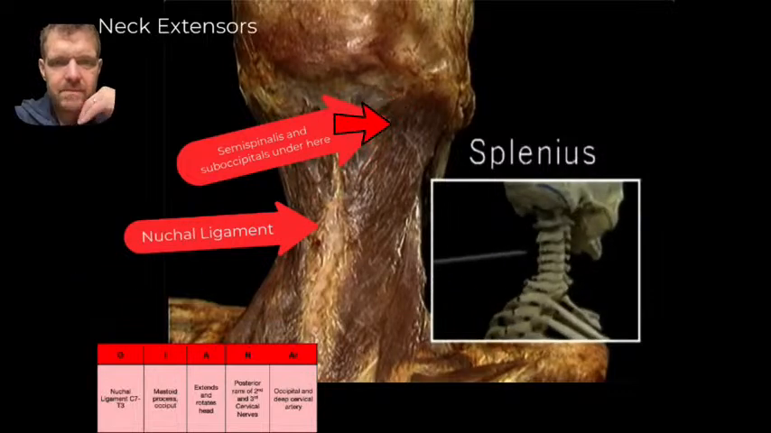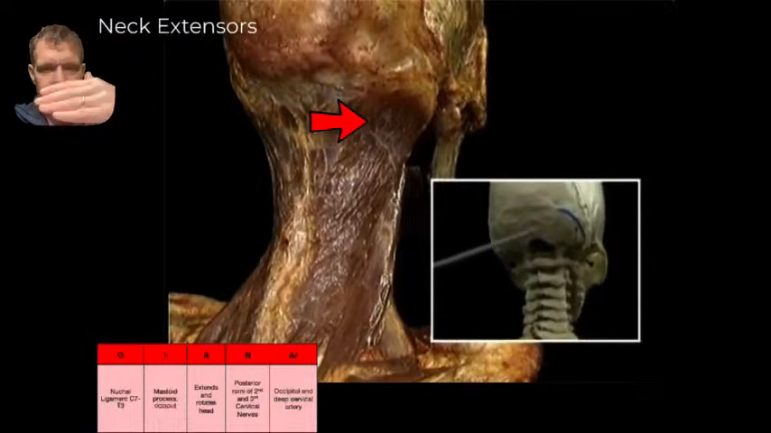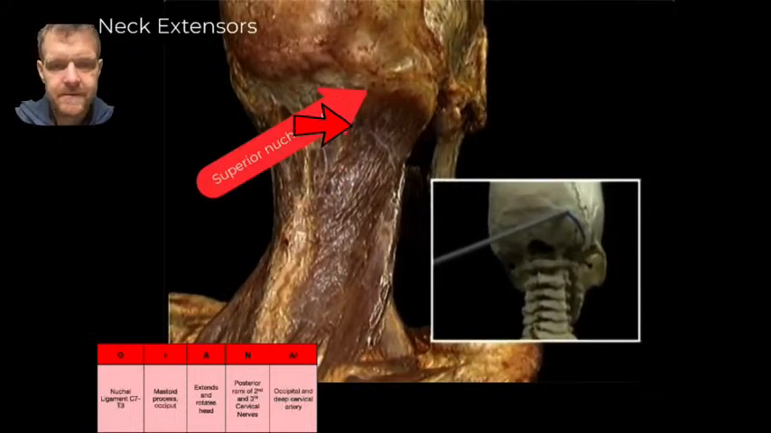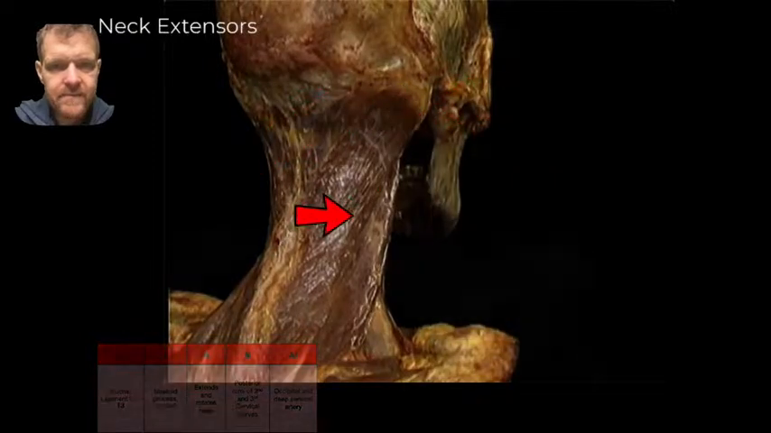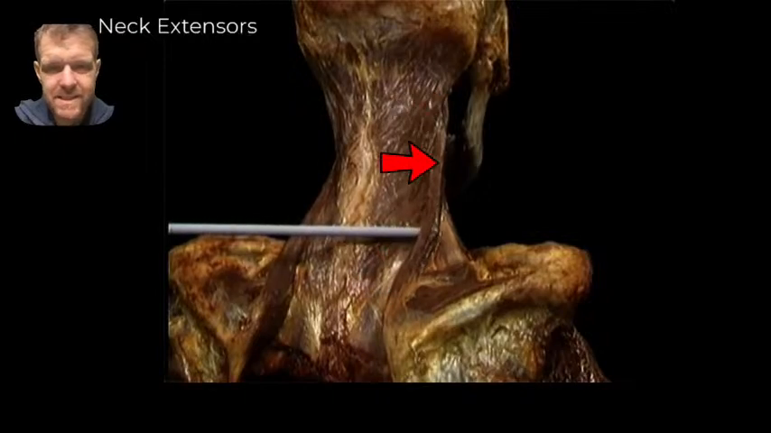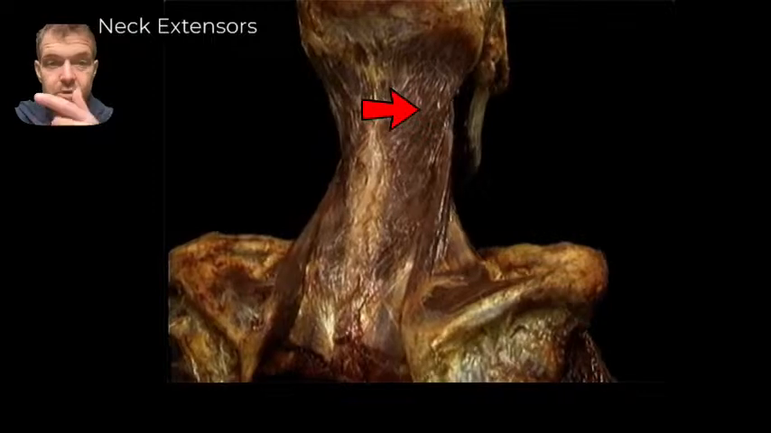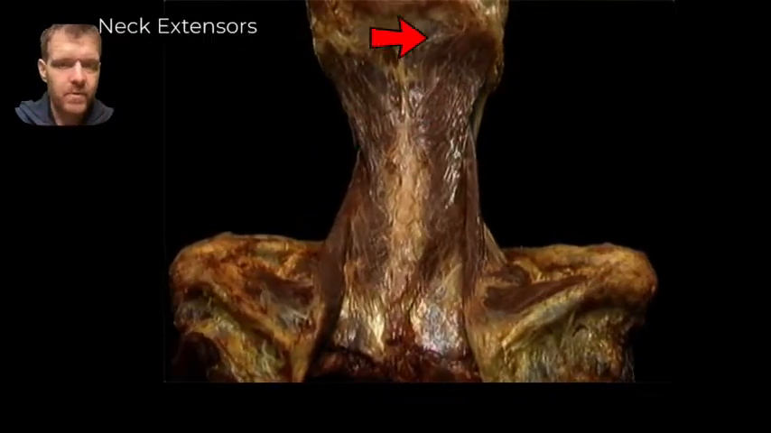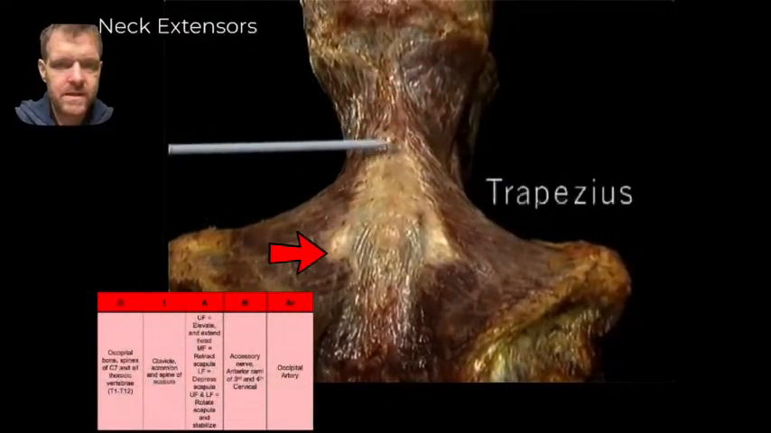Yeah, so your semispinalis and your suboccipitals are underneath that attachment point. It's just slightly below it. Mastoid process around the side there. And then the last one, well, there's your levator scapulae, so that's a little bit to the side. That attaches C1 to C4, transverse processes, so it doesn't go up to the occiput. And then there's your trapezius just there on top.